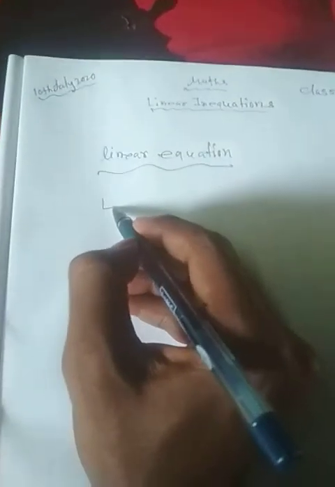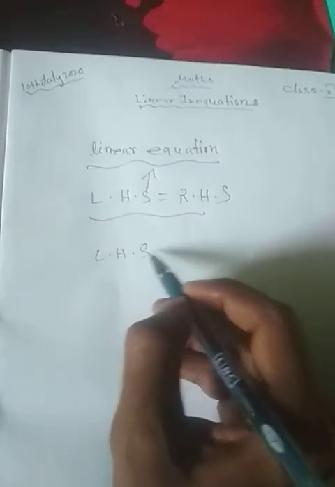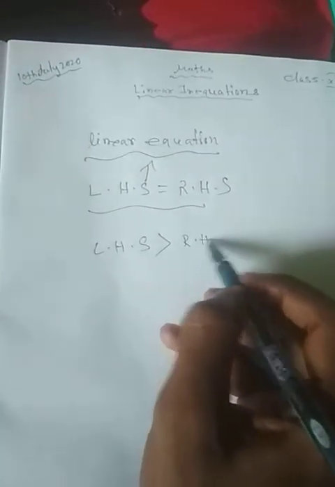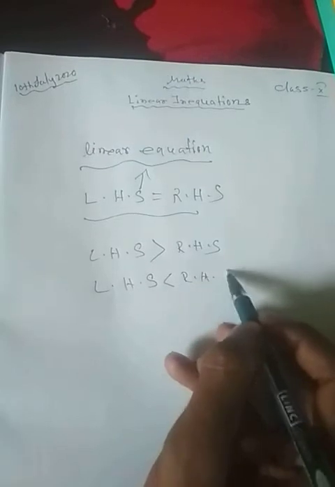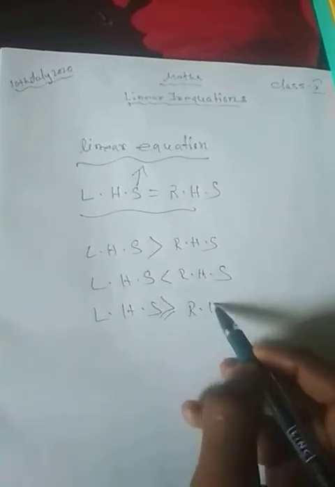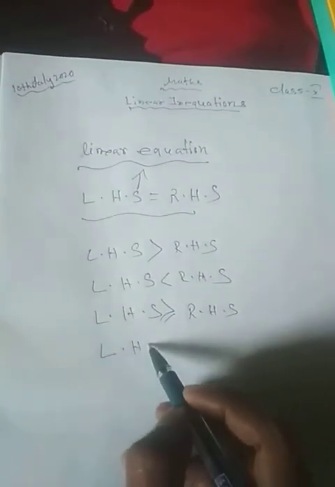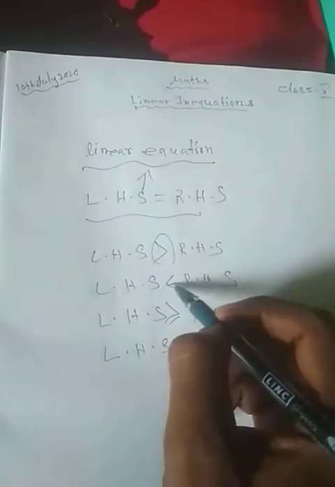Linear equation means the left hand side and the right hand side are equal. That means LHS equal to RHS. That is linear equation. But in linear inequation, LHS may be greater than RHS, LHS may be less than RHS, LHS may be greater than equal to RHS, LHS may be less than equal to RHS. You have to know these signs: this is greater than, this is less than, this is greater than equal to, this is less than equal to.